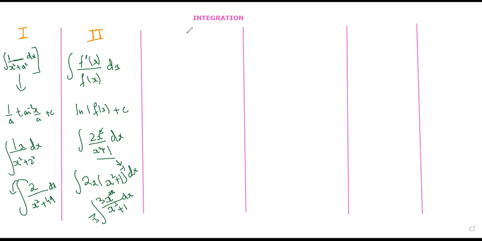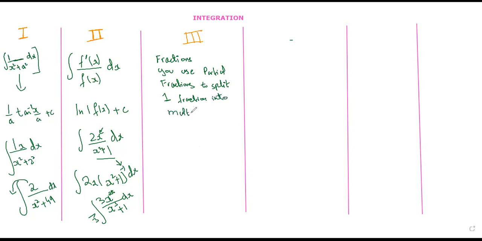All right. Let's talk about, oh, sorry, the third type. Okay, so the third type is where you have fractions, okay? You use partial fractions to split one fraction into multiple, and then use which type? Either type 1 or type 2.